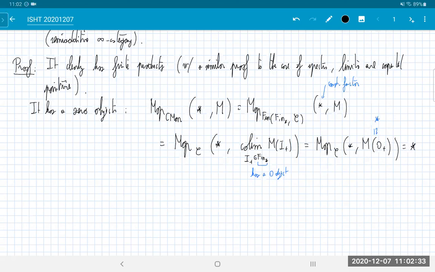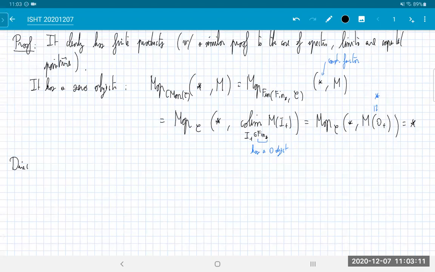And this proof, by the way, works also for monoids. Also, monoids have a zero object. Is it clear? Okay, good.